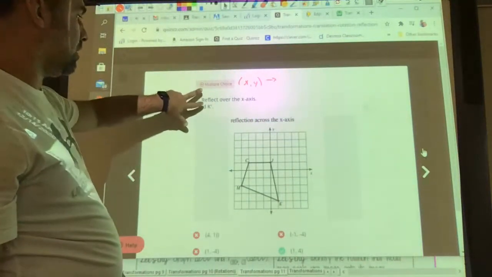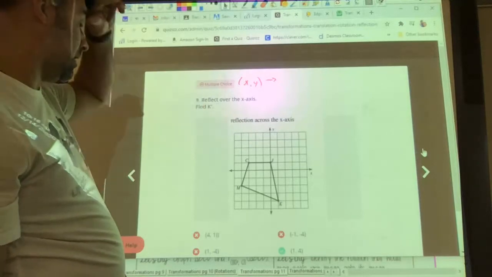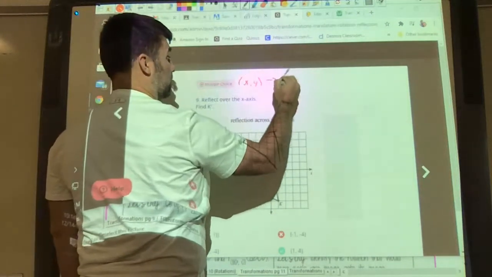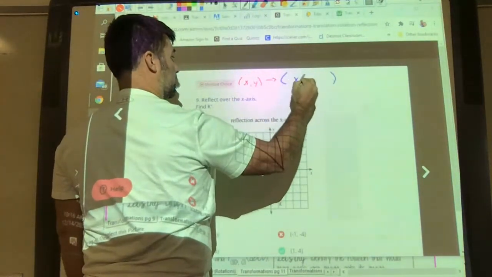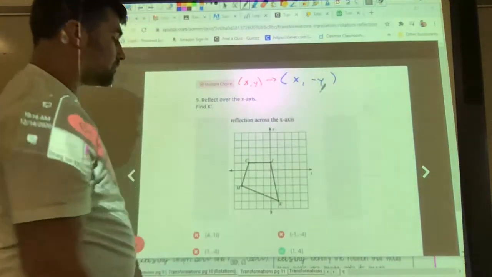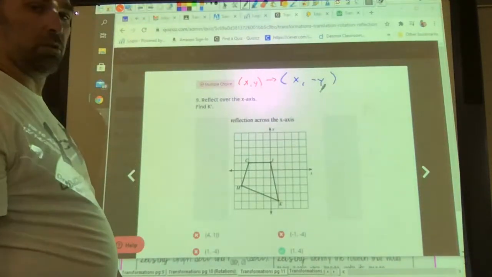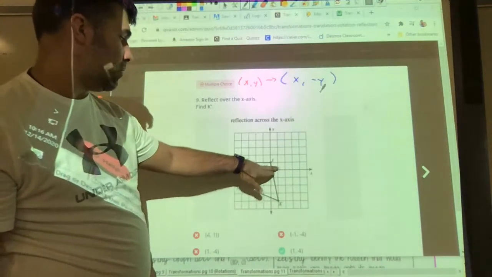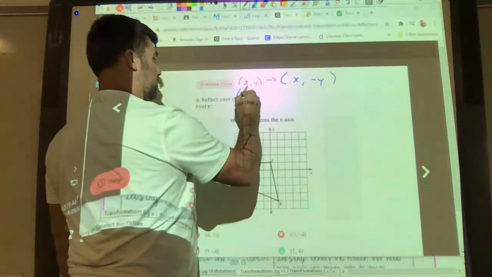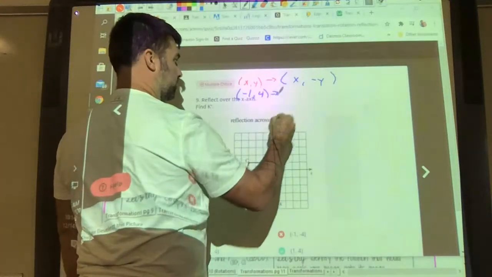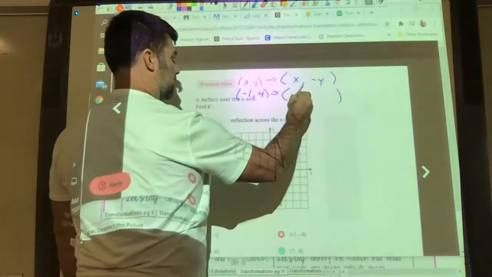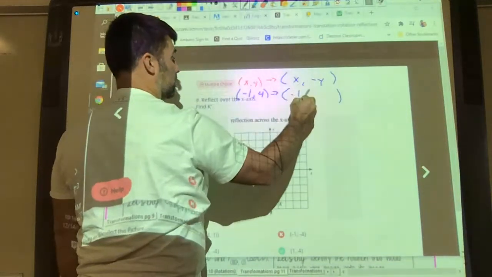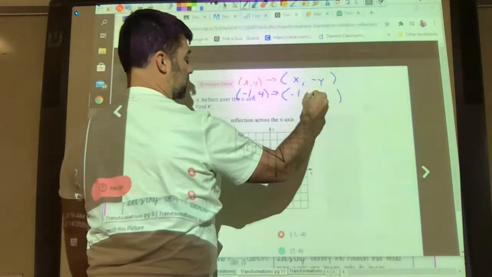So this says reflection across the x. Now I want you to know specifically K prime. Here's the rule for reflection across the x: x stays the same and you change the y. If you want to do it with coordinates, you could. So this coordinate is (negative 1, 4). You wouldn't have to do it this way, but you could. x stays the same, so x is negative 1. Change the y, so that 4 turns into negative 4.